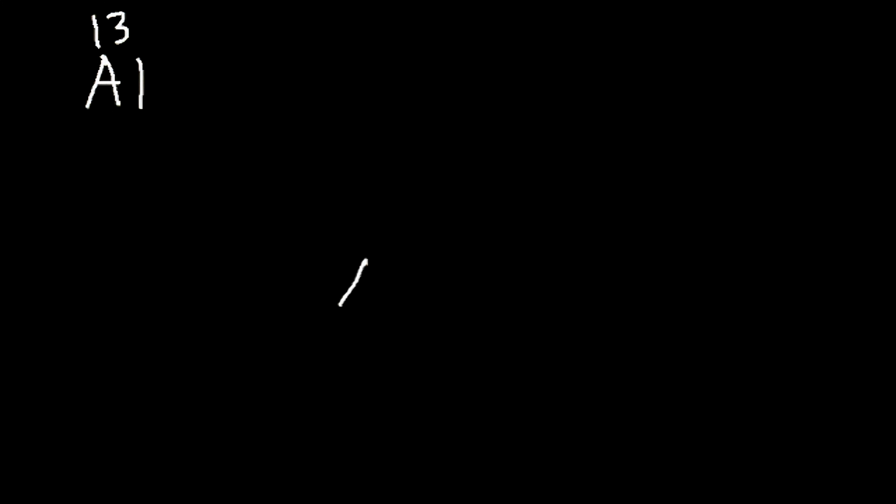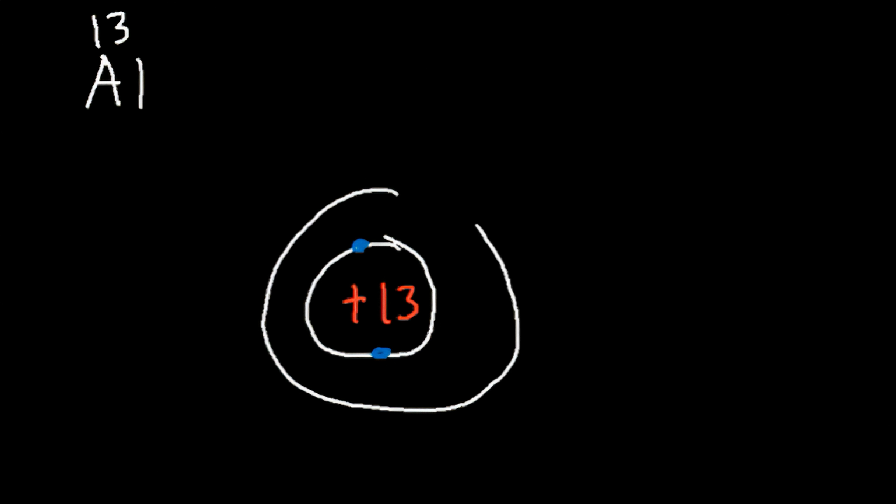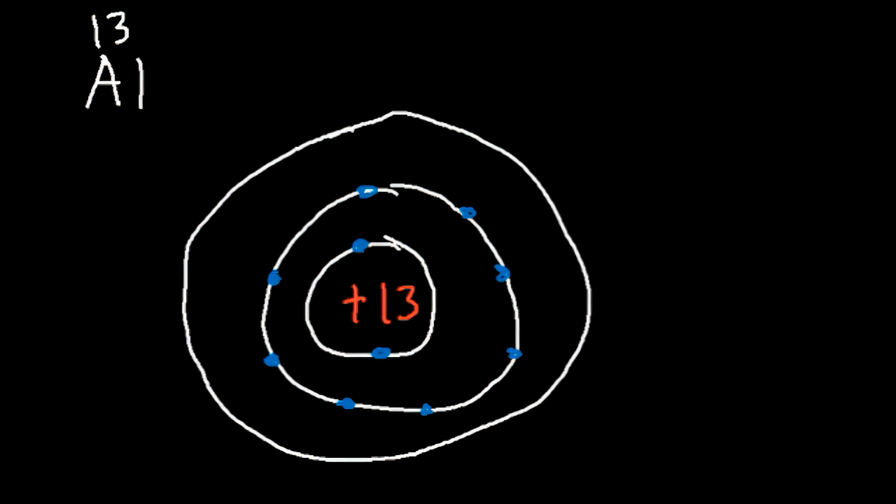Now let's draw the aluminum atom. The charge of the nucleus is 13. In the first shell, it's going to have 2 electrons. In the second energy level, it's going to have 8 electrons. So right now we have a total of 10. And in the third energy level, it has 3 valence electrons.